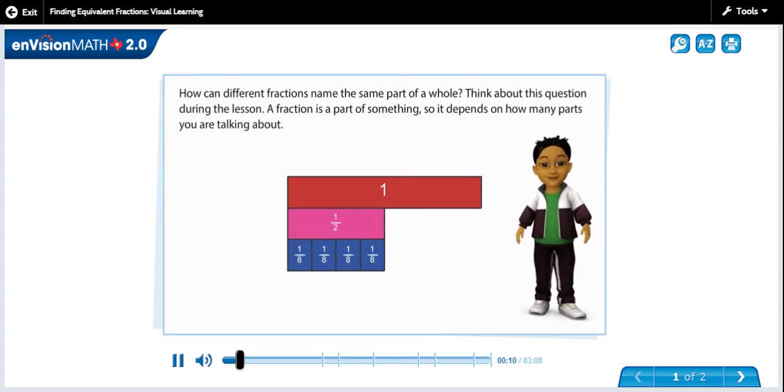How can different fractions name the same part of a whole? Think about this question during the lesson. A fraction is a part of something, so it depends on how many parts you are talking about. I know you can break a whole into lots of different parts.